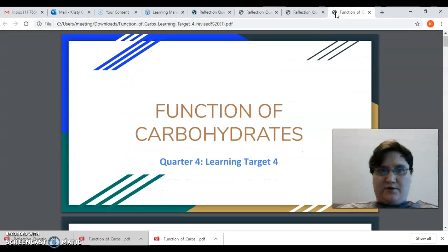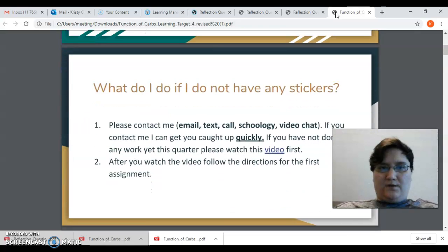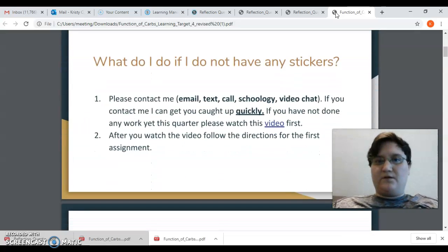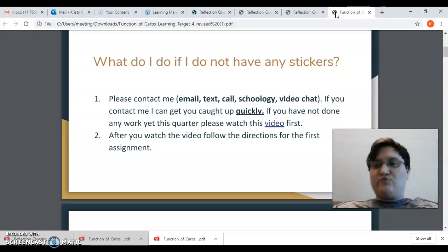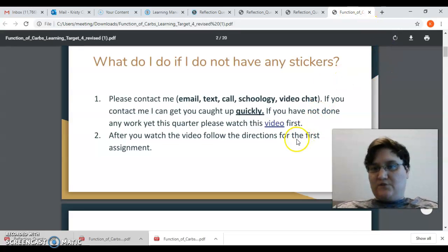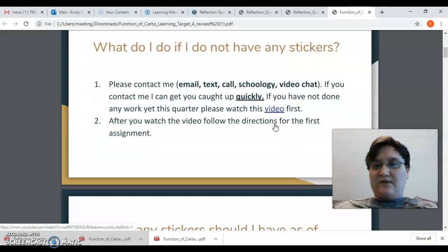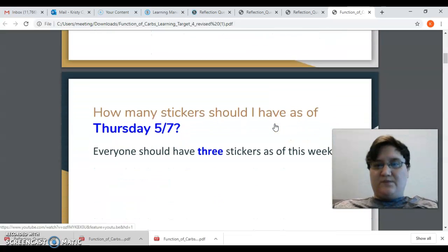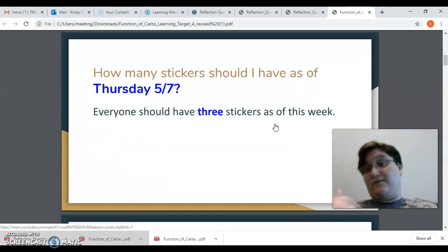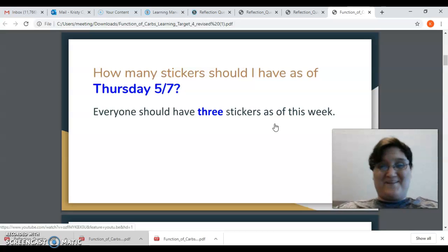Function of carbohydrates, Learning Target 4. I think I've said most of this already, but again, I'll quickly say, if you don't have any stickers, you should exit out of this video and click on this video right here. Okay? If you don't have any stickers or if you don't know where you're at, exit out of this video and click on this video. If you have your stickers, keep on scrolling, or not scrolling, I'm scrolling. Keep on staying with me here.